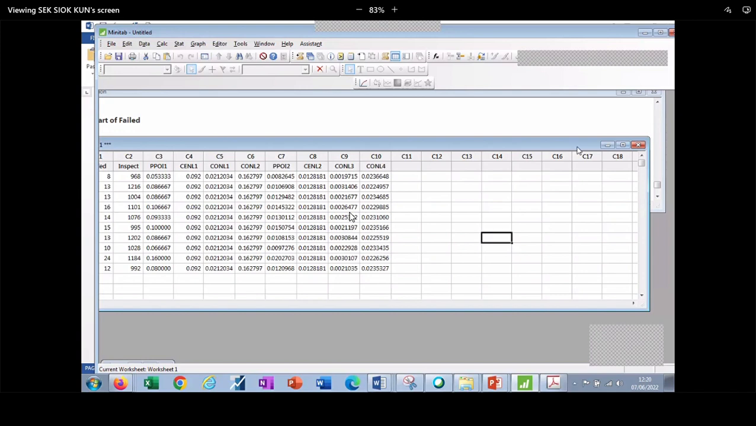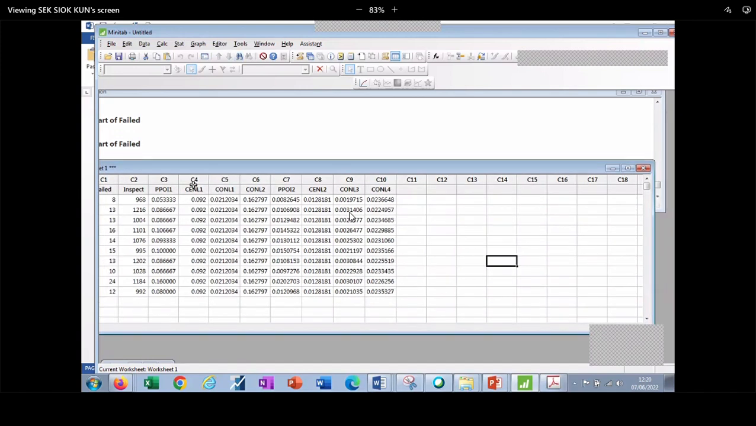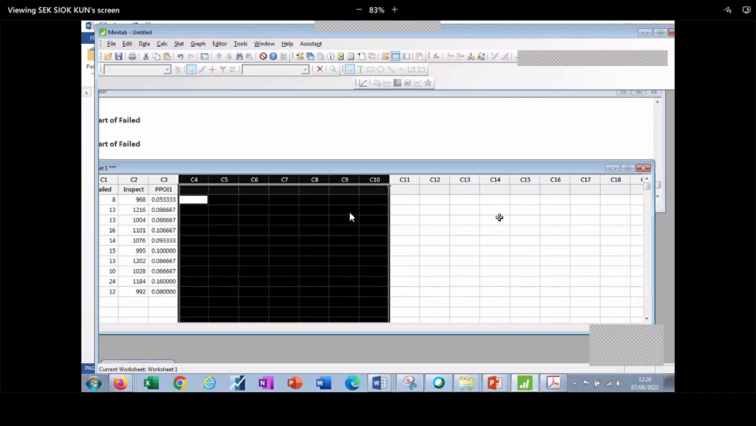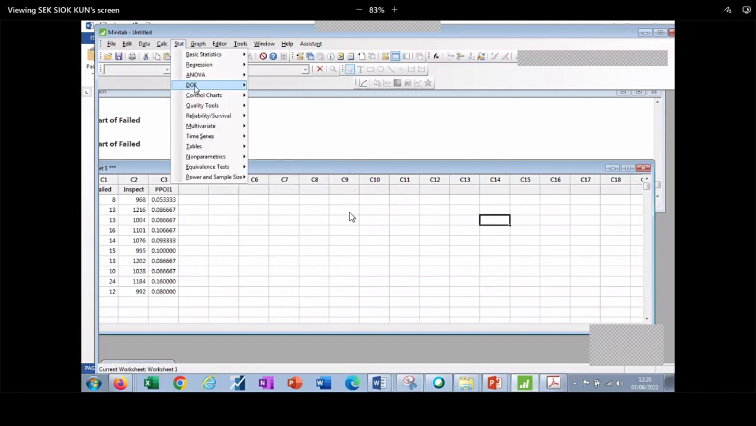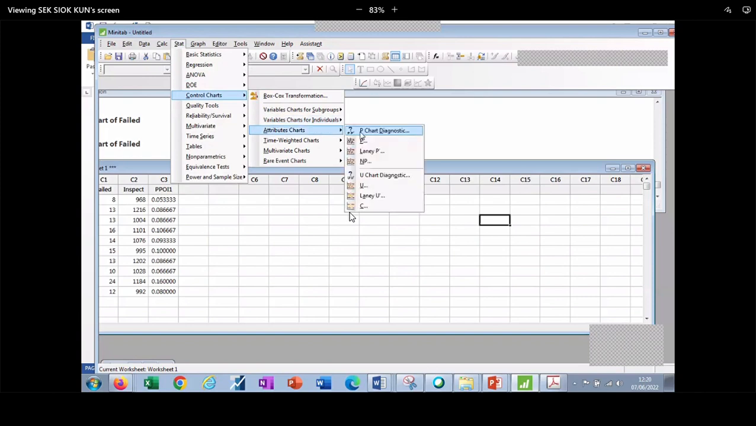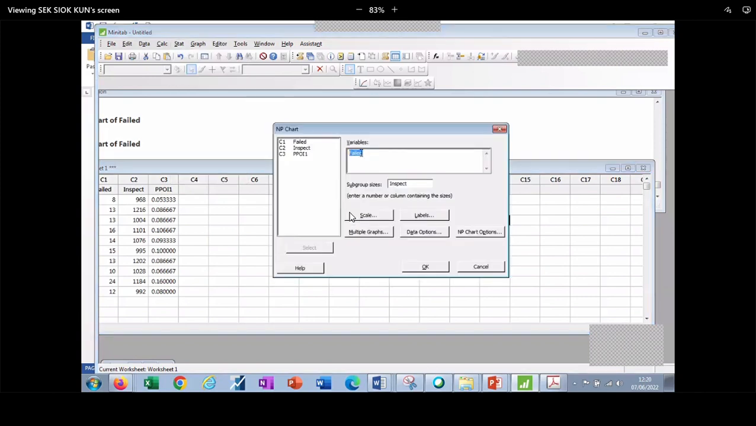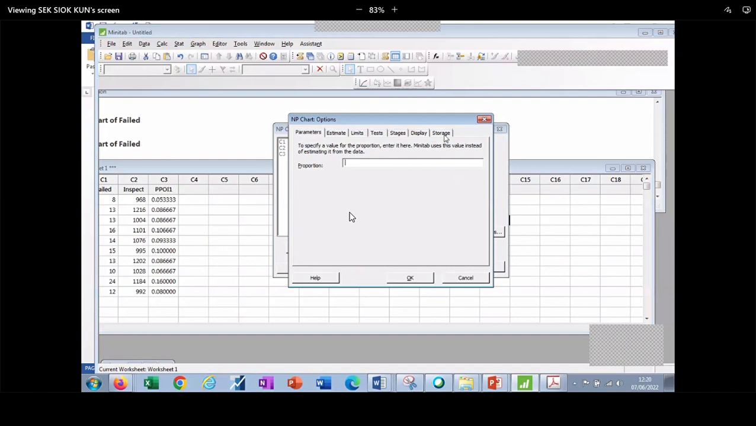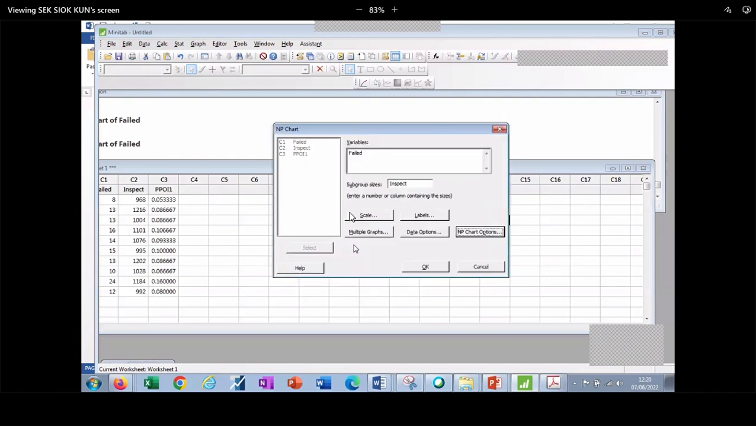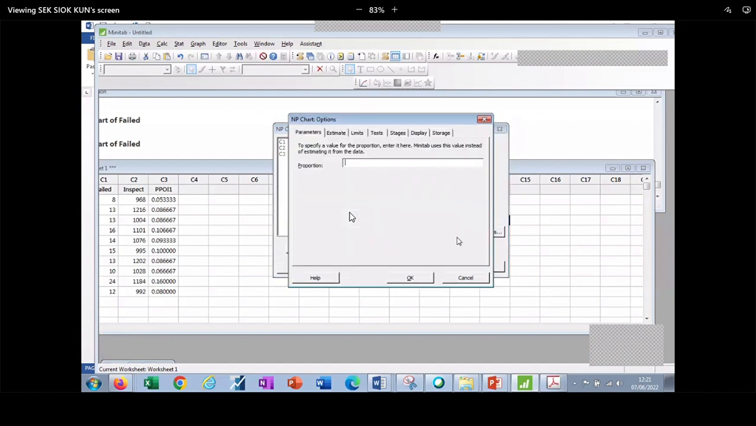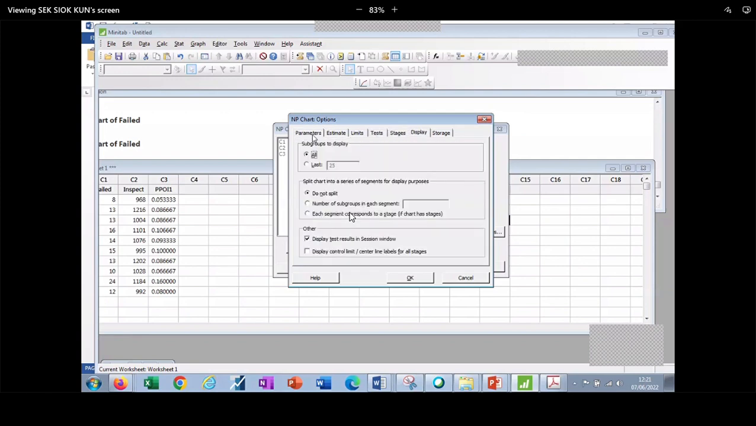Next, you can use the same data to calculate or construct other types of chart. So again, we want to do the NP chart. Just now, I don't want to do the storage, removed already. Same here: if I have a fixed sample size, I just enter the value here. Otherwise, you enter the column that shows the sample size, which are different. The other terms are basically more or less the same as before.